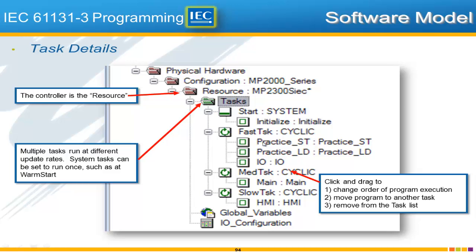And within each task, there are program instances of the program type POUs. Program type POUs only appear here in the task list. And as you have seen in the previous videos, it's possible to change the order of the program execution. It is top to bottom within each task. And you're able to move, as it says here, a program instance from one task to another, or even completely remove it so that it doesn't run at all.